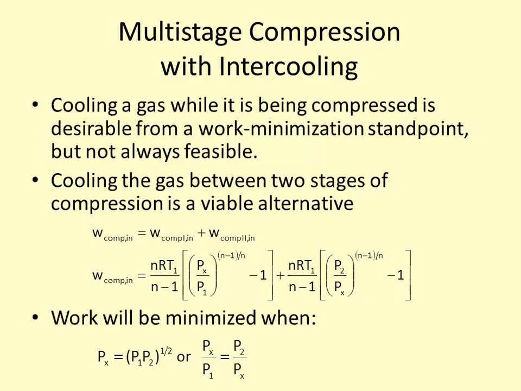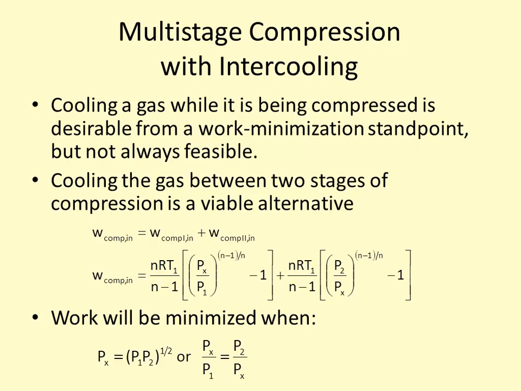So in this case, we analyze it in two stages. We still use this same equation, nRT over n minus 1. But in this case, we're going from P1 to some intermediate pressure, so we're compressing partway, and then we're continuing from that intermediate pressure to our final desired pressure. Okay, so what is P sub x?